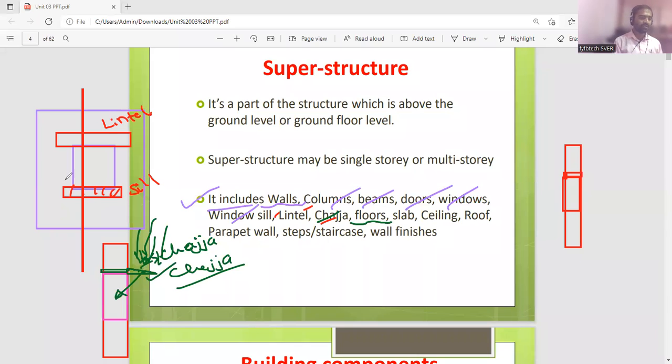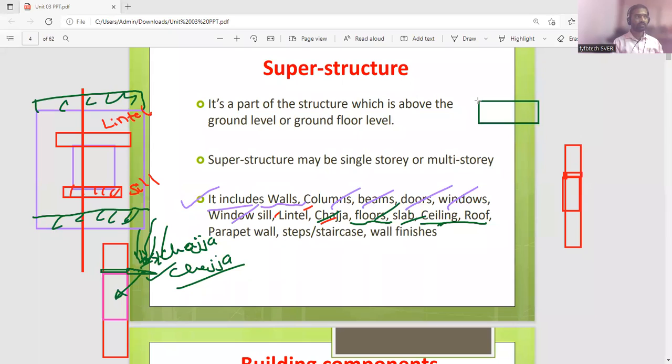Then floor. Floor means when you consider a building, consider this is a story. The flooring between stories, the tiles, that is called floor. Then slab. Slab means the roof, the upper part. This is called slab. Then ceiling. Ceiling means the inside of the slab, that is called ceiling. The top of the slab is called roof. If you consider this is a slab, this is the slab, and this is called ceiling. Have you heard of a ceiling fan? The fan which is hanging to the ceiling is called a ceiling fan. That is why it is called a ceiling.